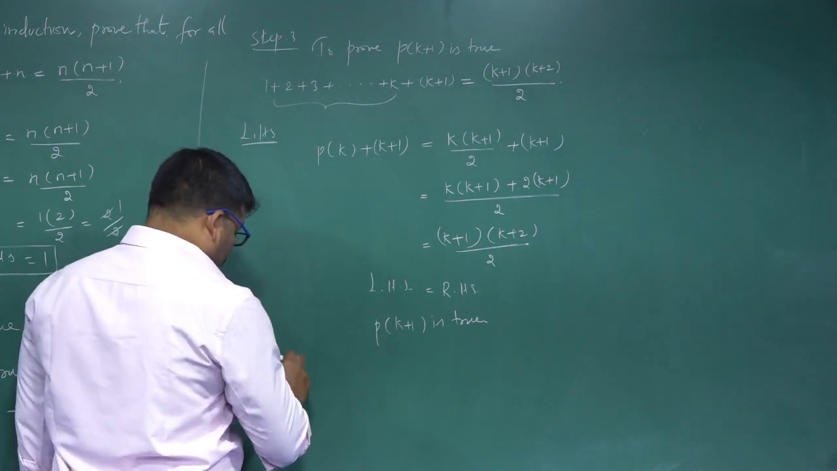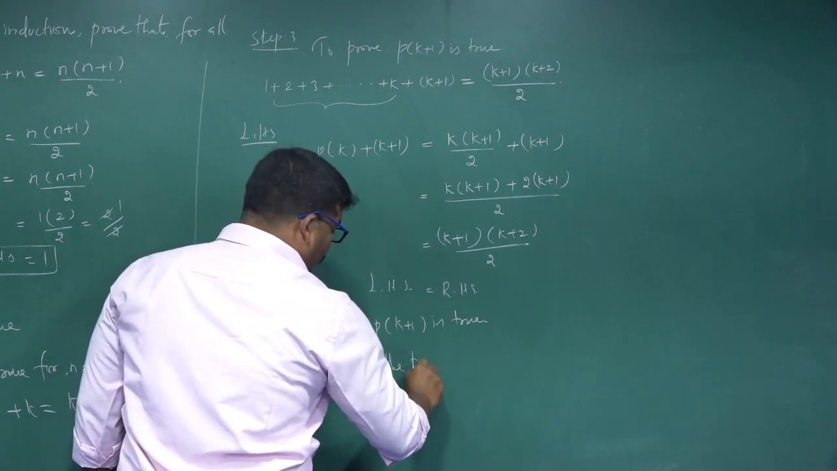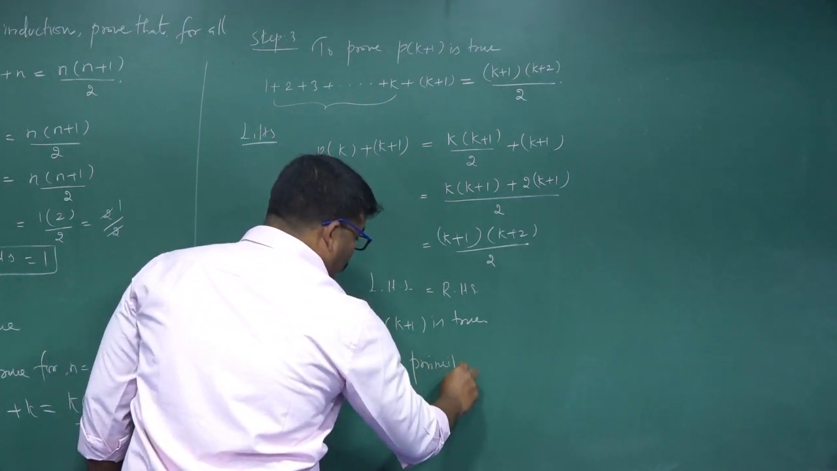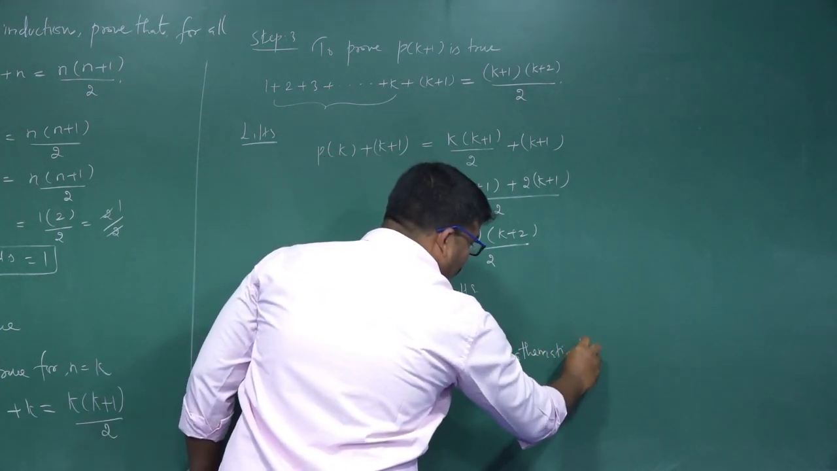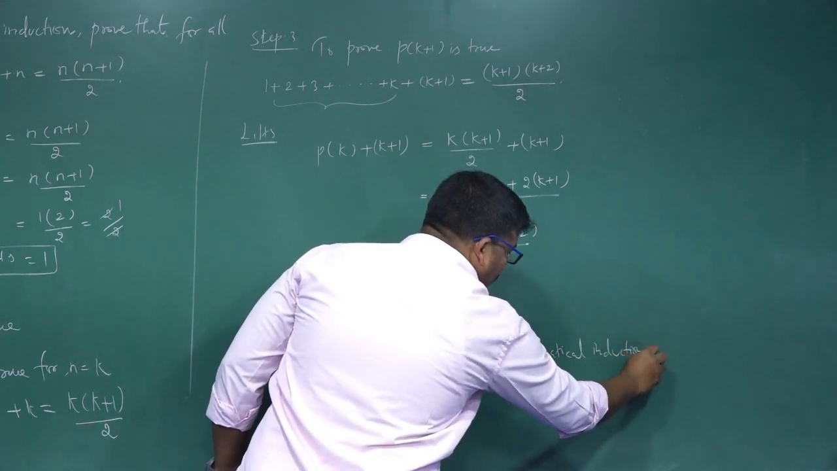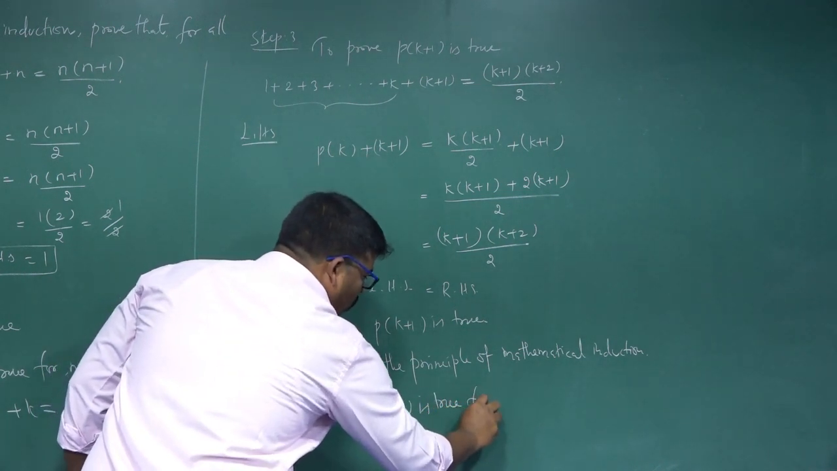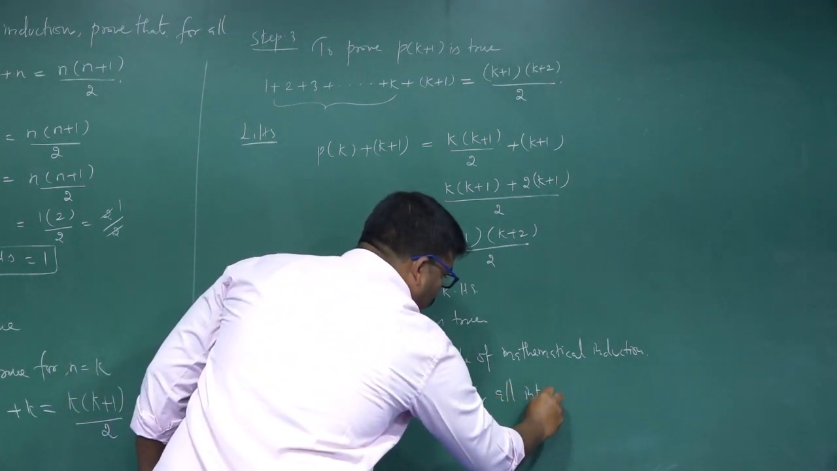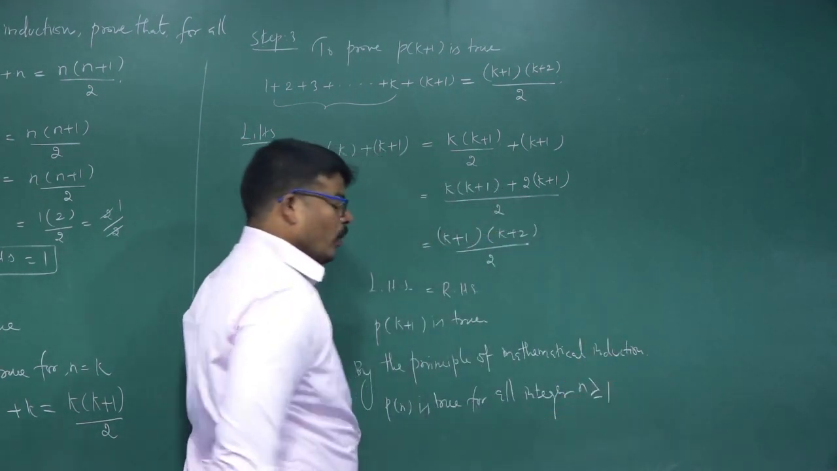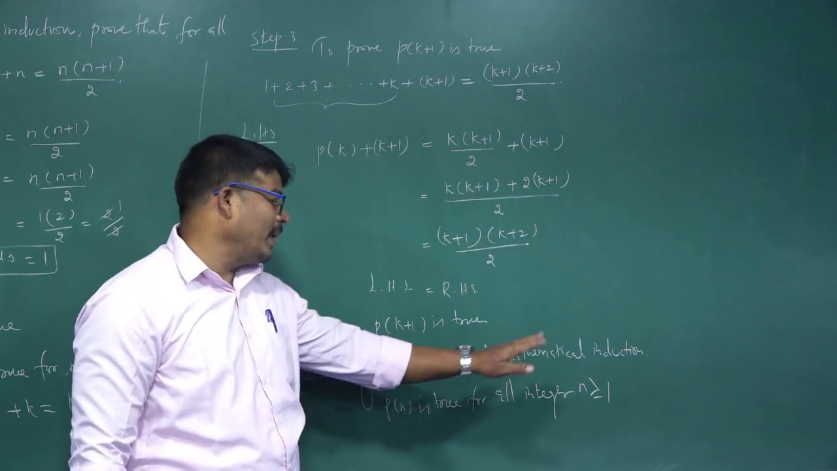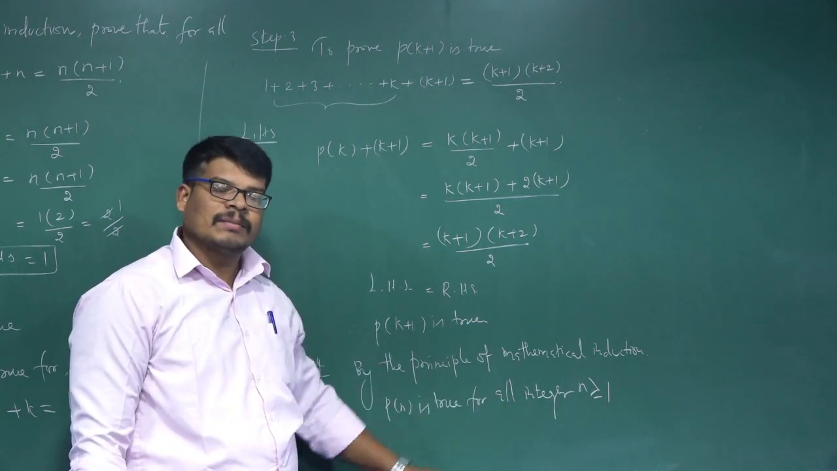And step 4 is, by the principle of mathematical induction, P of n is true for all integers n greater than or equal to 1.